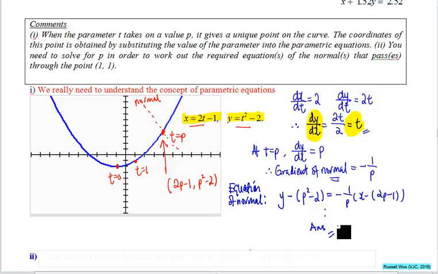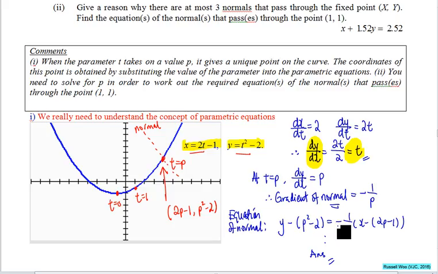Alright, second part. Give a reason why there are at most 3 normals which pass through a fixed point (X, Y). Wow. Some of us don't know how to do it, but never mind, we try.